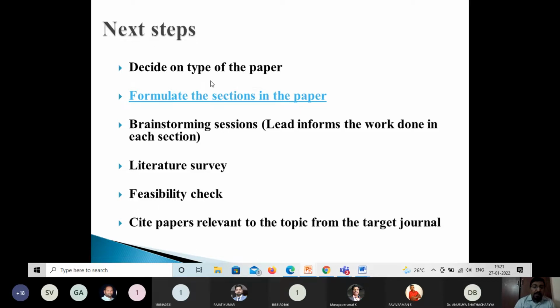And since we are deciding on the type of the paper and which journal we are trying to focus on, it is better you refer to some of the papers in that targeted journal, so that even the editor and the reviewer would appreciate that you have already referred to some of the papers published in their editorial. That is one more plus point adding to your paper.